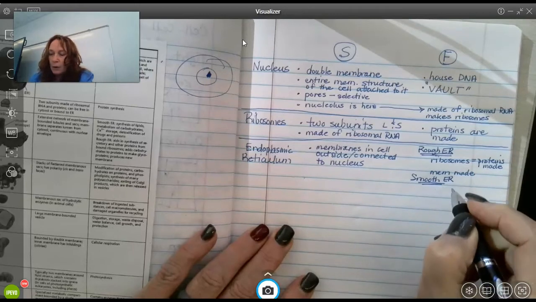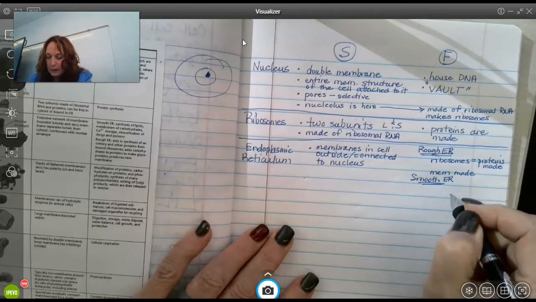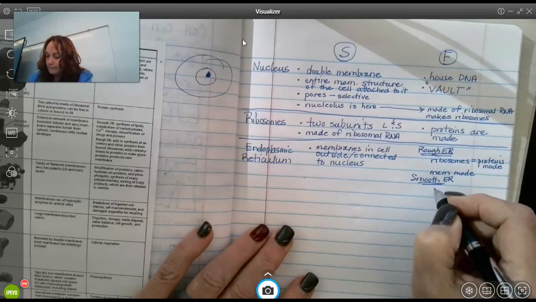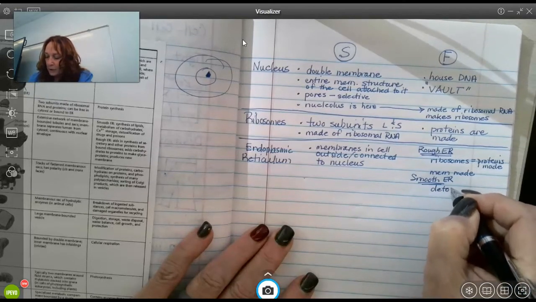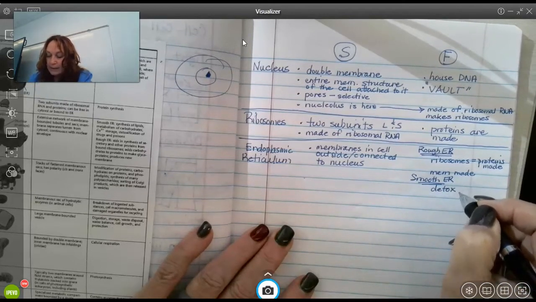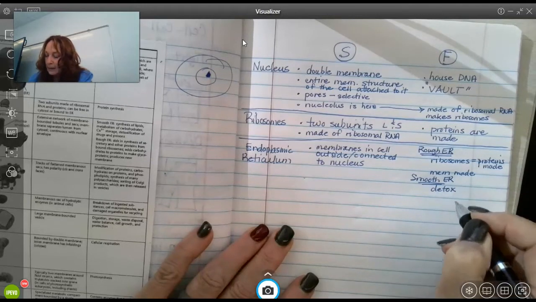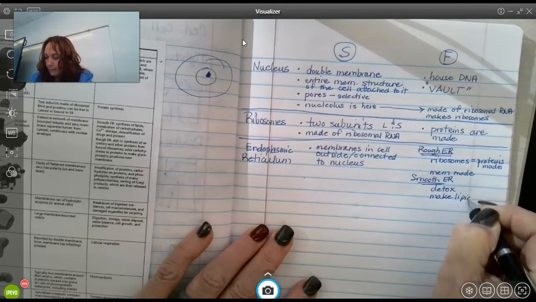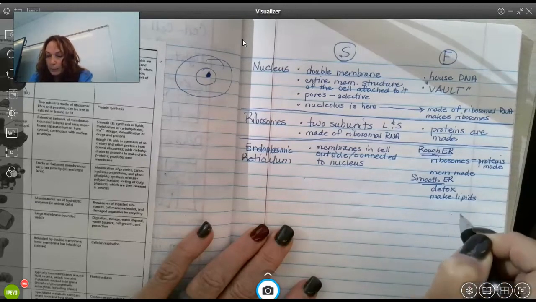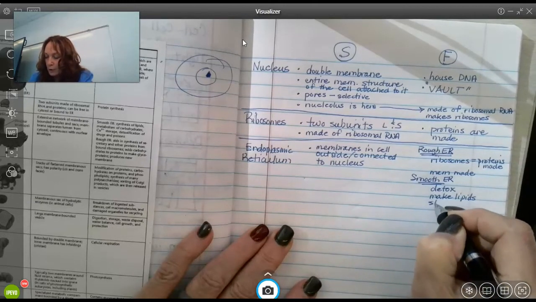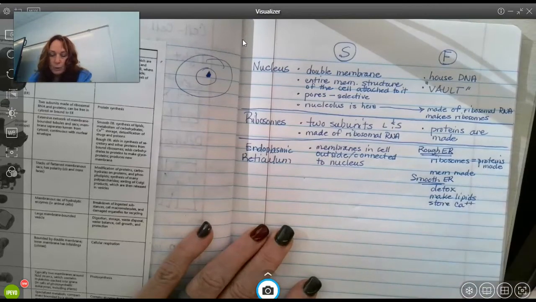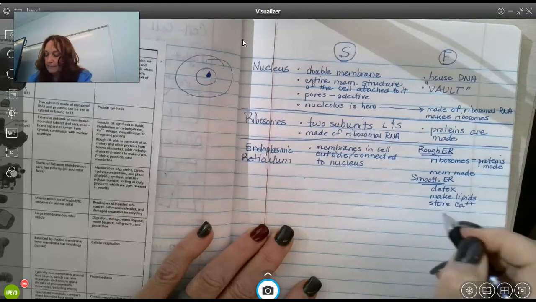The smooth ER is really different. Its job is to deal with detoxification. So it's going to detox, and it's going to make lipids, and then it has a really important job of storing calcium, which we turn around and let go with a gradient, and it becomes part of signaling. So those are the big things.